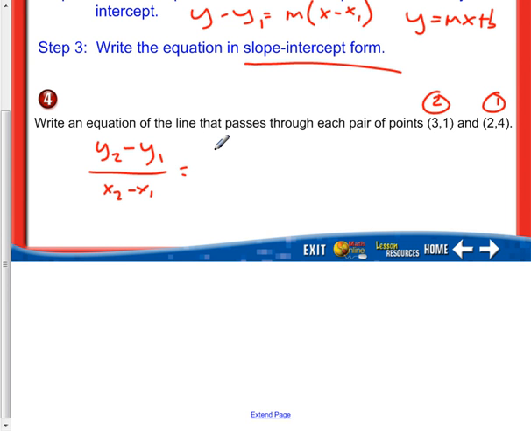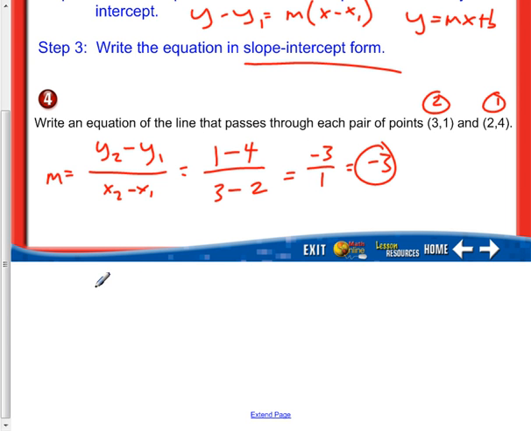So y2 is 1 minus y1 is 4 all over x2 is 3 minus x1 is 2. So I'm going to have negative 3 over 1, which is negative 3. So this is my m. So if I said m equals all of that, this is my slope right here.